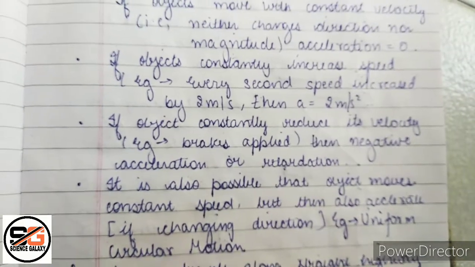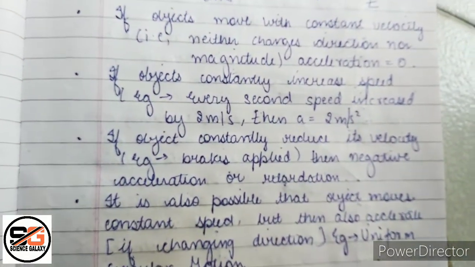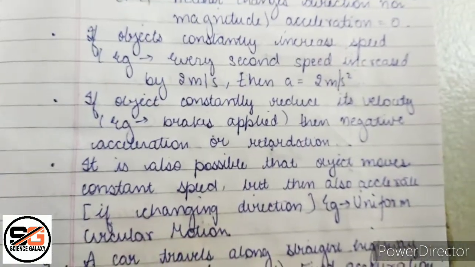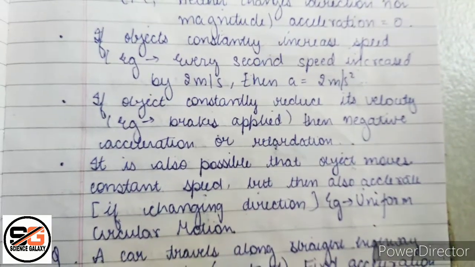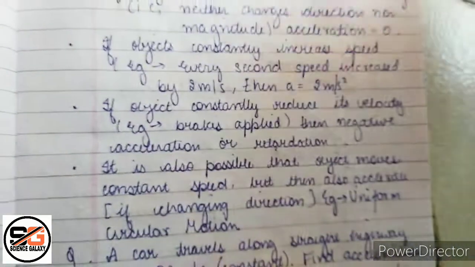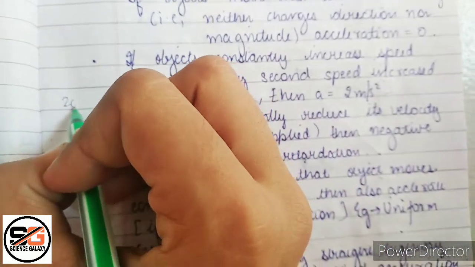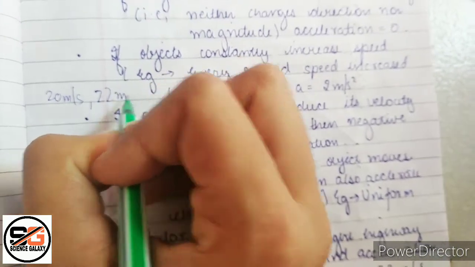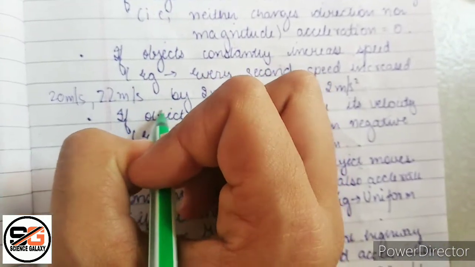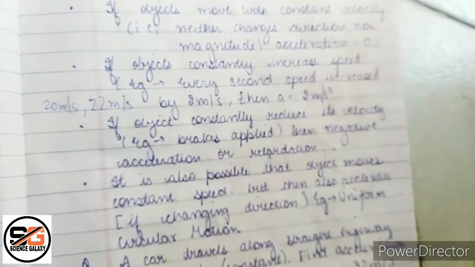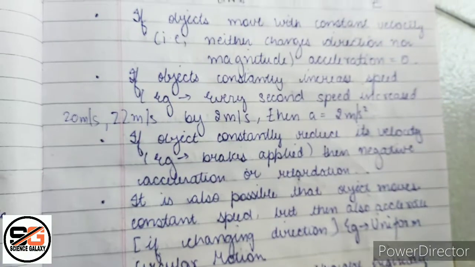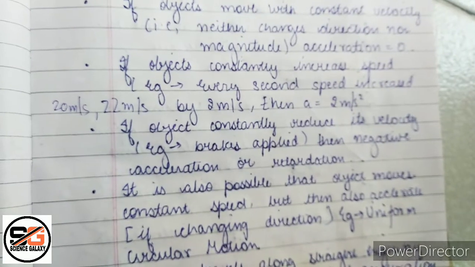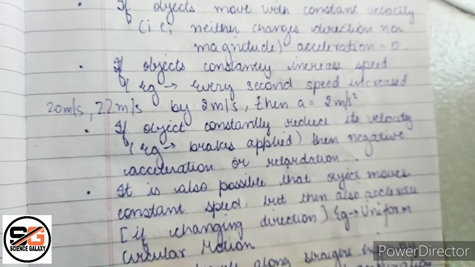If the object increases its speed constantly, for example, my velocity is increasing. Every second I increase my velocity by 2 meters per second. That means at first I was moving with 20 meters per second. Then I accelerated my motion. Another second my speed would be 22 meters per second, then 24 meters per second, then 26 meters per second, and so on. Every second I increase my speed by 2 meters per second. That would mean my acceleration is 2 meters per second square.